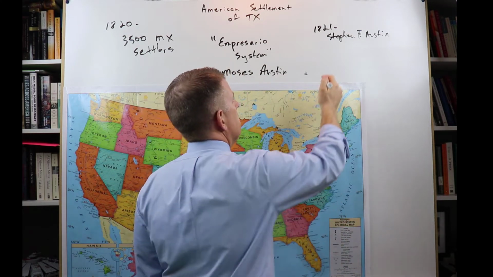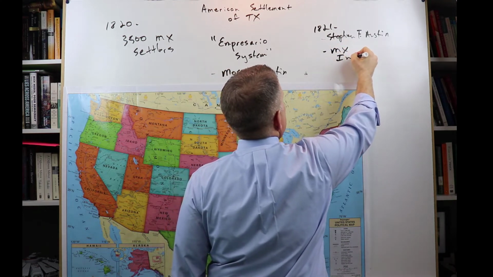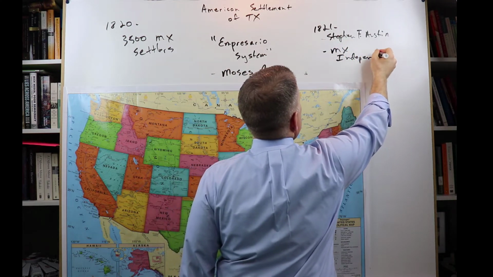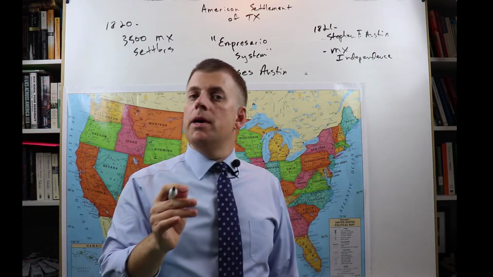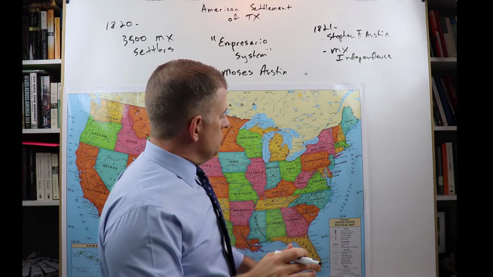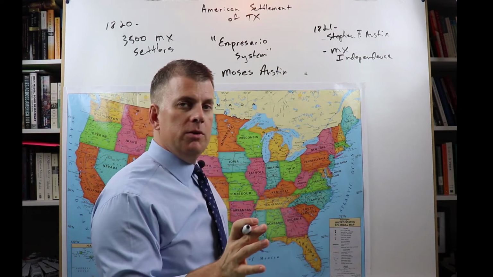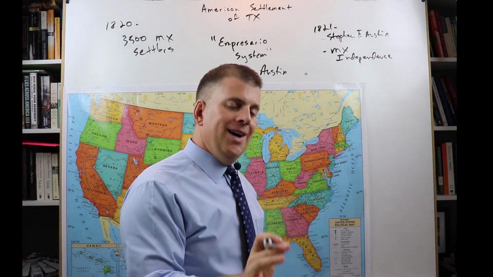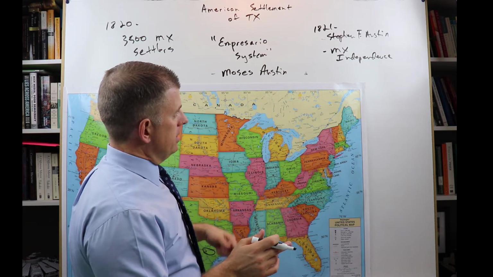Another thing that happened was Mexican independence from Spain. But the new Mexican government, after independence in 1821, wanted to continue this process, this idea of bringing American settlers down into Texas, okay?